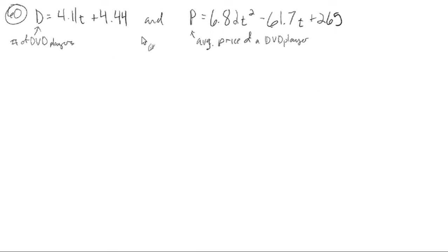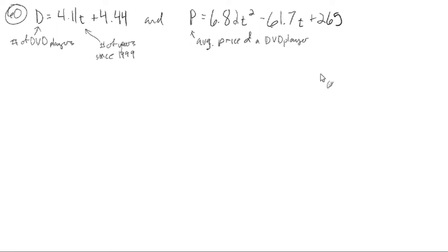Modeled by, and they tell you these two equations and say where t is the number of years since 1999. So if t were 1, that would mean the year 2000, because that's 1 year after 1999. If it were 2, it would be 2001, because that would be 2 years after 1999. And t is the same thing over here. It's still the number of years since 1999. Okay, great. So that ups our level of understanding of the situation.